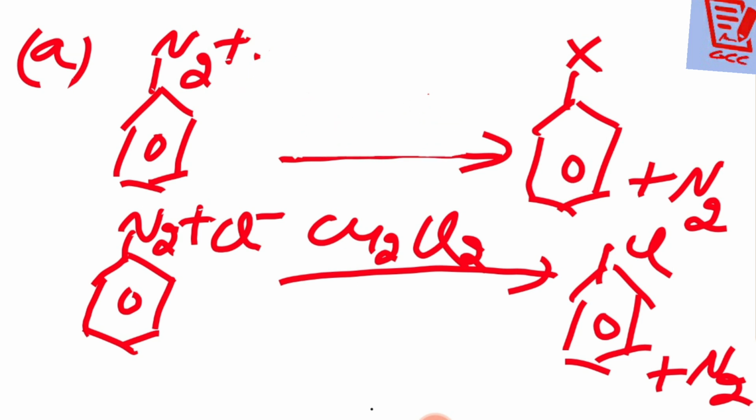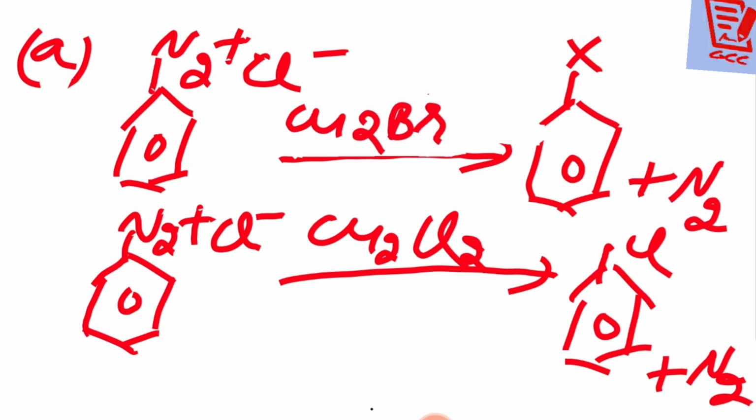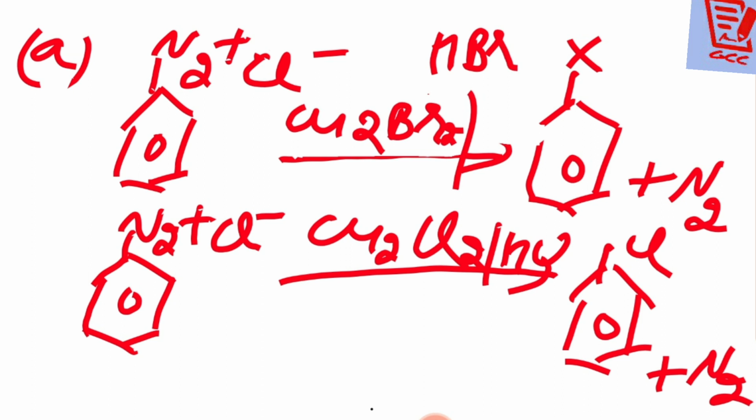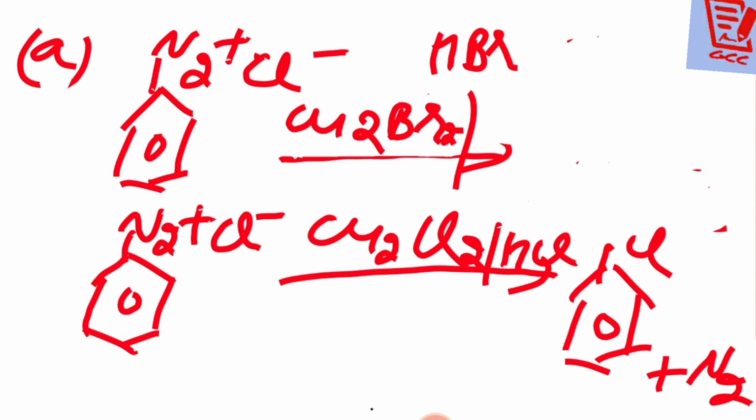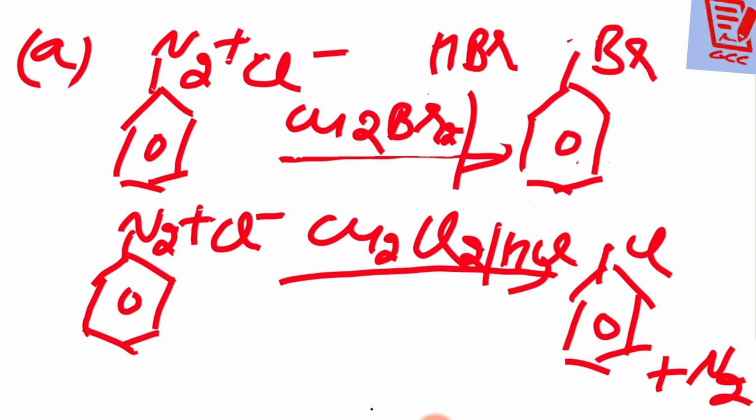Here I am changing. Now see, all of you, N2+ Cl-. On the arrow I am writing Cu2Br2 with HBr. Here it was HCl. So when I am using it like this, what is going to happen over there? There will be formation of bromobenzene plus N2.